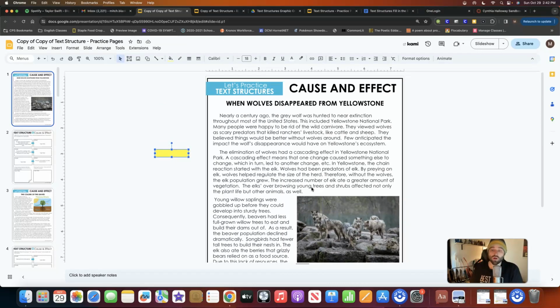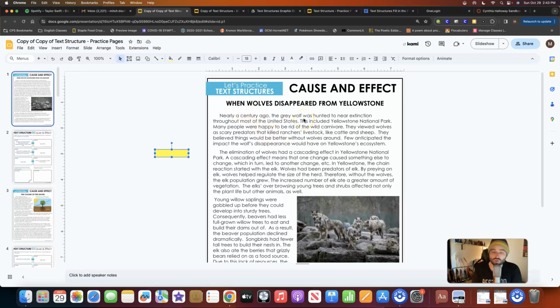So first and foremost, you always want to read the title, right? When wolves disappeared from Yellowstone. So we already know we're going to be in Yellowstone National Park. Wolves are going to disappear, and then since it says when, I'm assuming it's going to explain to us what happened when they disappeared. Right, the cause, they disappeared.